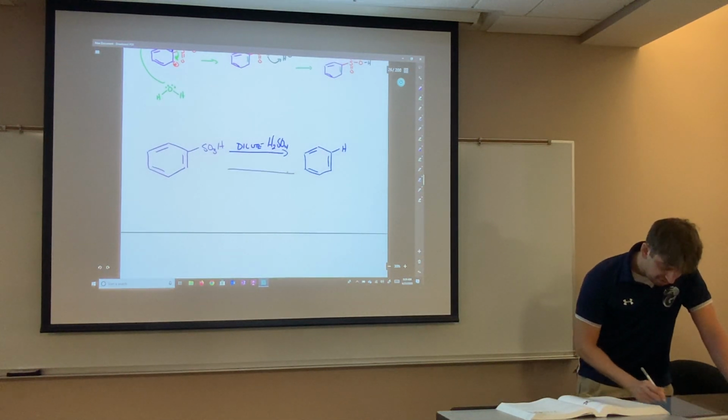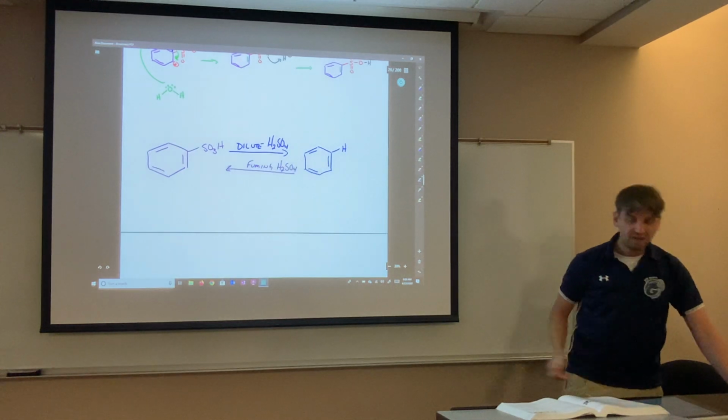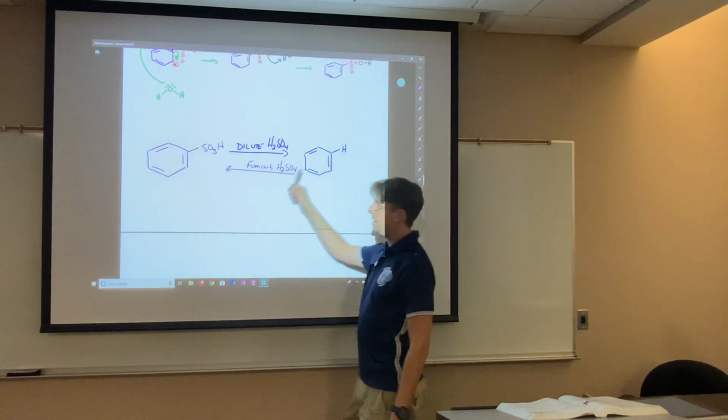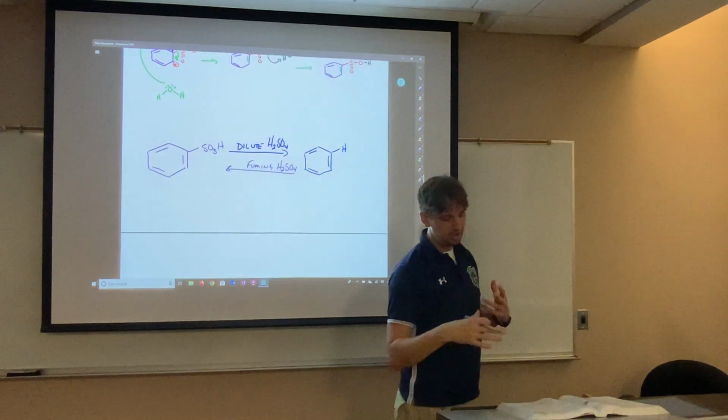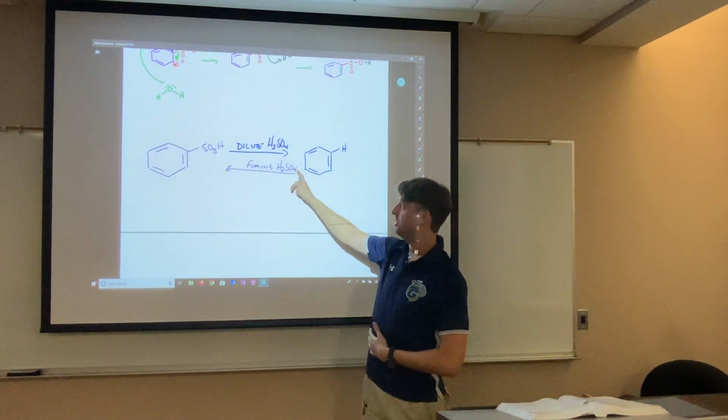And remember, to go this way, I put it into fuming H2SO4. So we end up generating this cycle: I can add my group and I can remove my group. We're going to come back in just a little bit and talk about why this is useful.